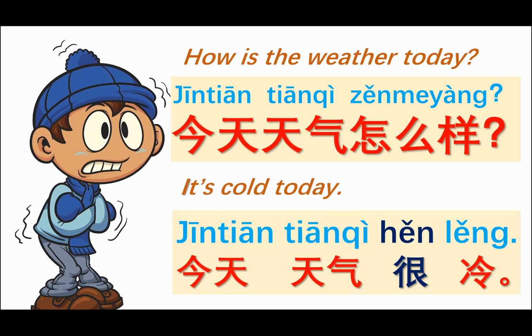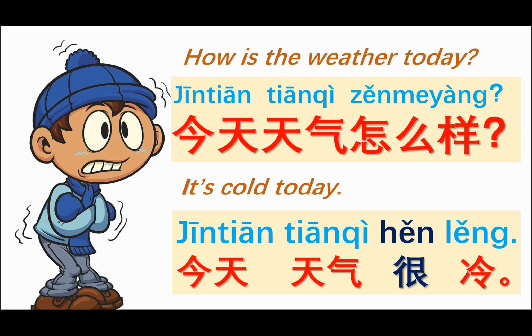I have put 很 here instead of 是. If you remember how to say I'm fine, then you would know why I put 很 instead of 是 here. Because the last word is an adjective, it is not a noun. So here we have to put 很 instead of 是. Like I'm fine, we say 我很好 instead of 我是好. So here we have to say 今天天气很冷.